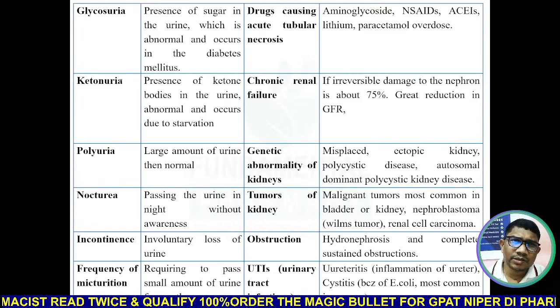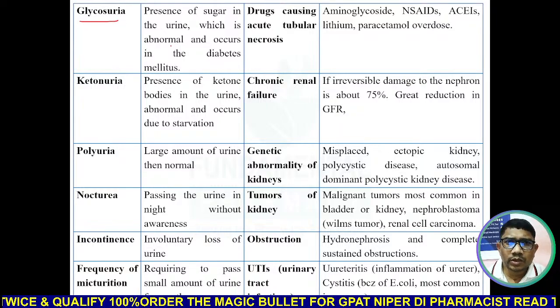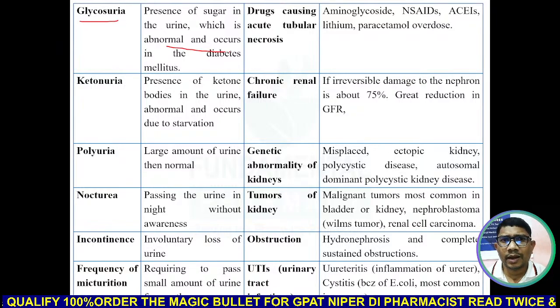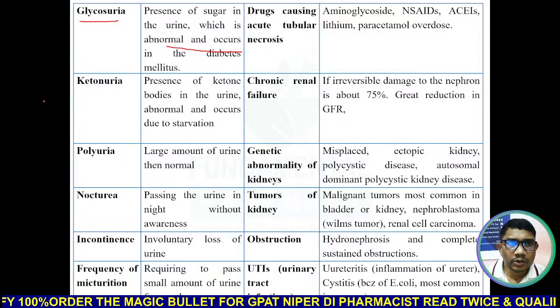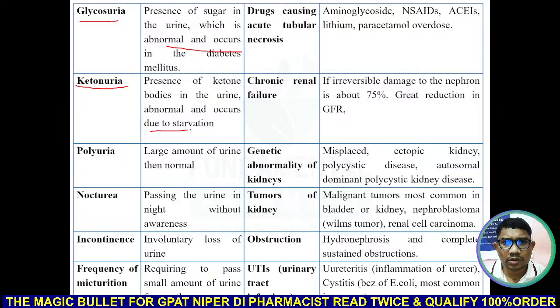Now glycosuria means what? Glycosuria is the presence of glucose in the urine, presence of sugar in the urine, which is abnormal, and that occurs in diabetes. Ketonuria means presence of ketone bodies in the urine that occurs due to starvation.